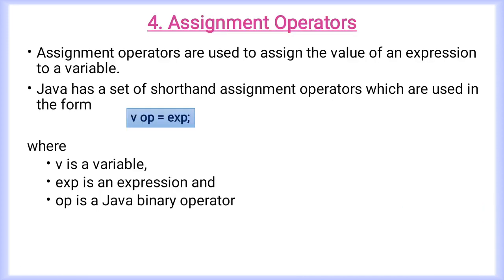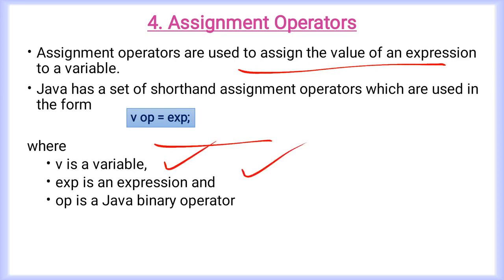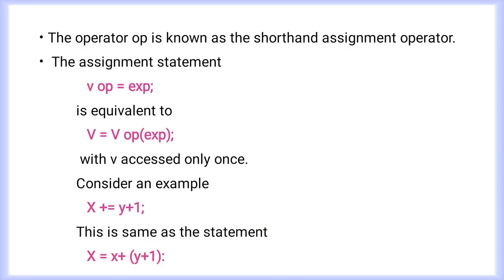The next comes the assignment operators. They are used to assign the value of an expression to a variable. Java has a set of shorthand assignment operators which are used in the form v op is equal to expression. Here v is the variable, exp is the expression, and op is a Java binary operator. This is its syntax.